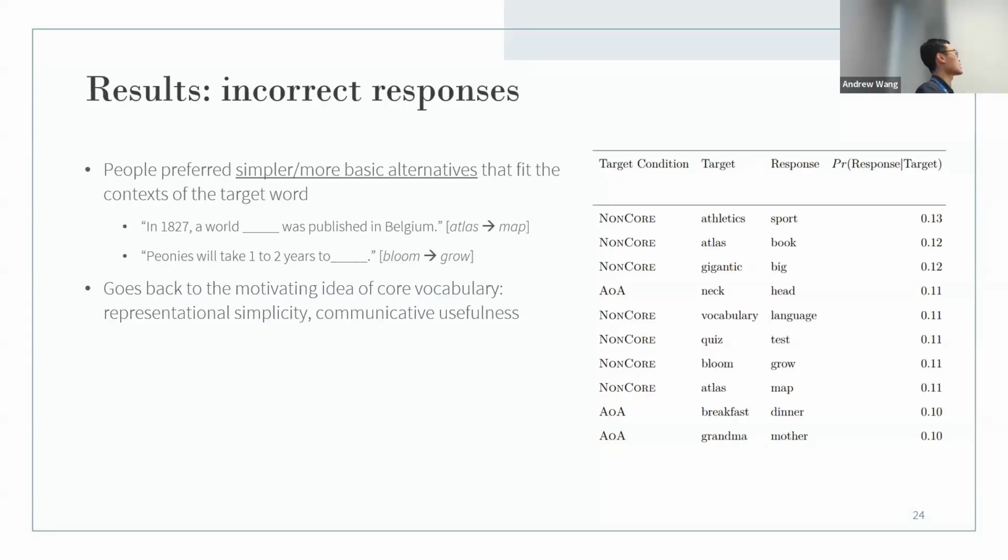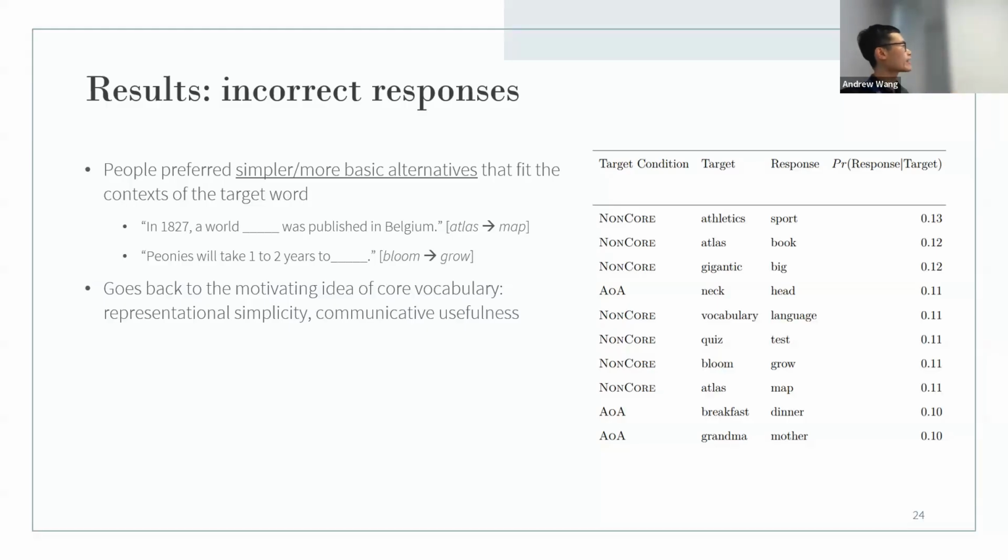So if they didn't get the target word, what were people responding with instead? What we're looking at here is the most common incorrect responses that were given for the corresponding target words. And what we can see is that people really preferred what were essentially simpler or more basic alternatives to the target word that still fit the context in a suitable way. So these were things like a more basic synonym for the target word, or a more general term that kind of captured the same meaning.